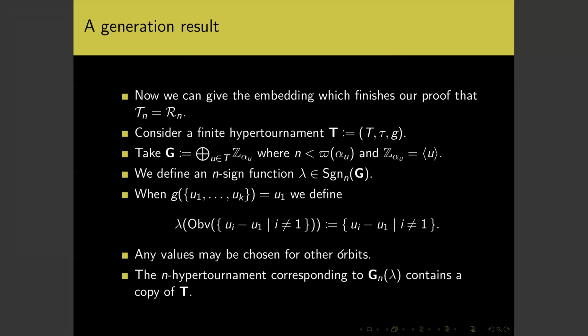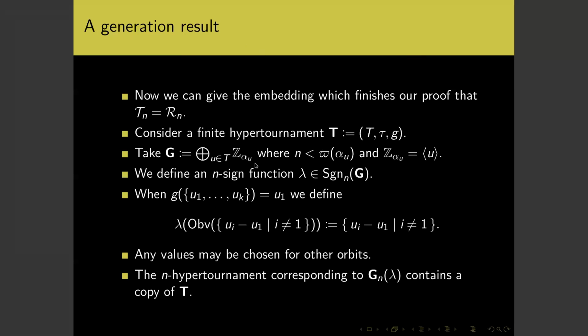Any values can be chosen on the other collections of obverses, and once we do that, it turns out that we actually get a corresponding magma G_n lambda, which contains an isomorphic copy of T viewed as a magma. Okay, so it turns out that every finite hypertournament embeds into one of these regular hypertournaments coming from a regular rock paper scissors magma, and so just using those regular rock paper scissors magmas is enough to generate the whole variety generated by n-ary tournament algebras or n-ary tournament magmas.